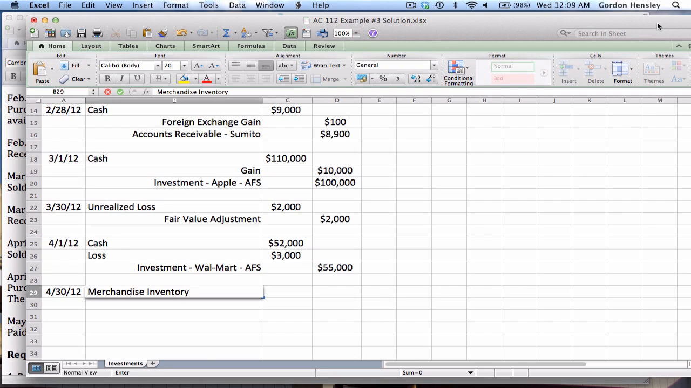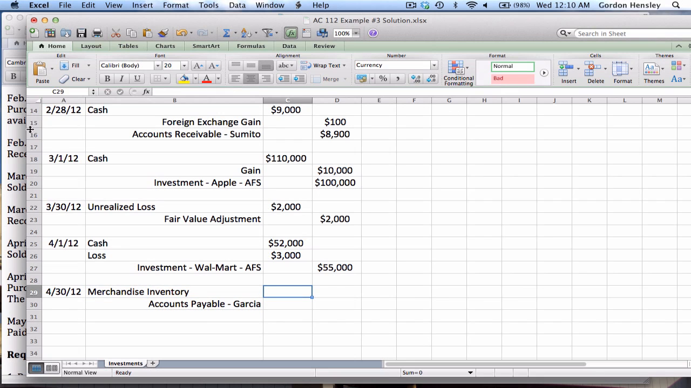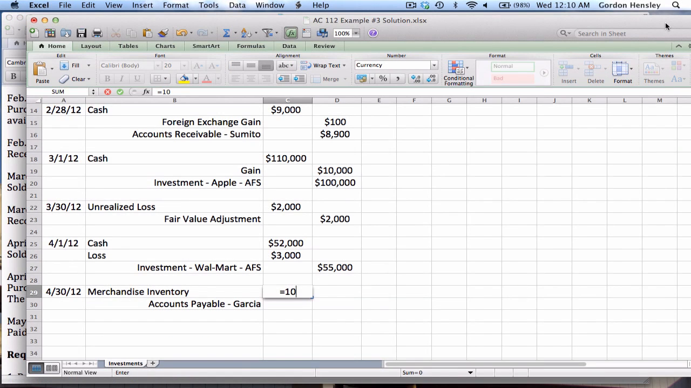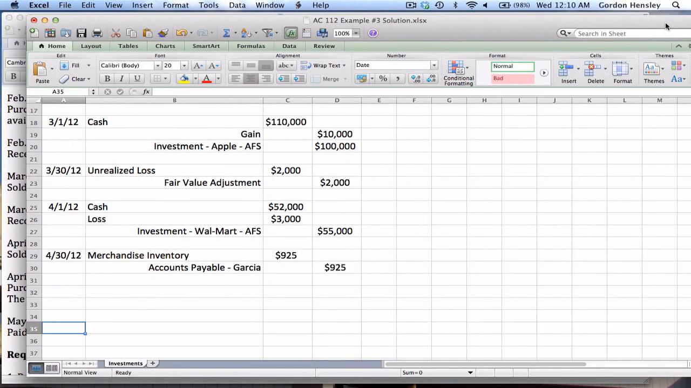That's the asset. It said that payment was due within so many days. That means we charged it. So that would be accounts payable, Garcia. We want to label that, so that'll make it a little bit handier. And then we got to figure out the amount. It's 10,000 pesos, but it's 0.0925. So 10,000 times 0.0925, 10,000 pesos is actually only $925. So that takes care of that one.